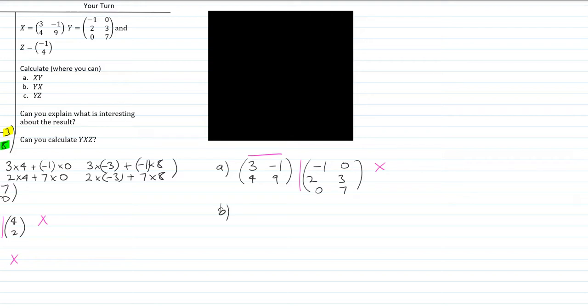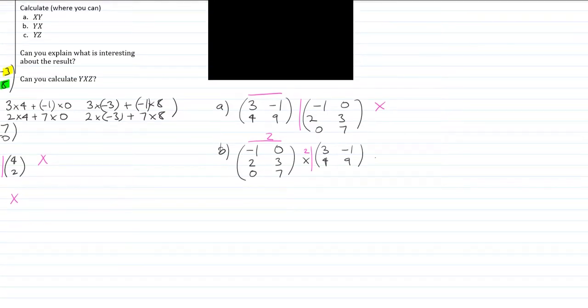B is y times x. So we've got -1, 0, 2, 3, 0, 7 times 3, -1, 4, 9. And y and x, well, we've got a 3 by 2 and then we've got a 2 by 2. And so we're going to have a dimension match here. This is good news. So we can do this calculation and it's going to look like this.